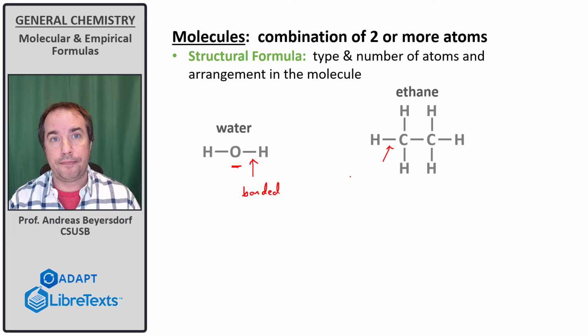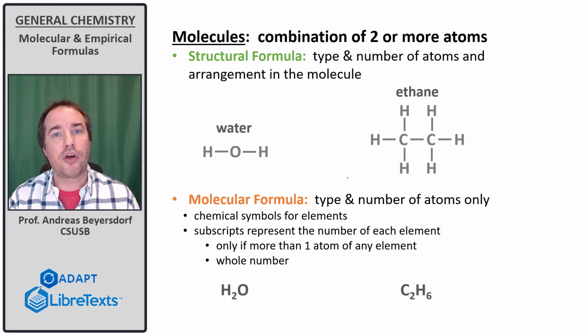bonded around it. Now, structural formulas are very nice because they give us information on the structure of the molecule, and this can be very helpful once we try to understand the properties of molecules. But a lot of times we don't use structural formulas, we'll use molecular formulas. Molecular formulas tell us the type and number of atoms in the molecule, but they don't tell us anything about the structure. Molecular formulas are very convenient whenever we talk about reactions.